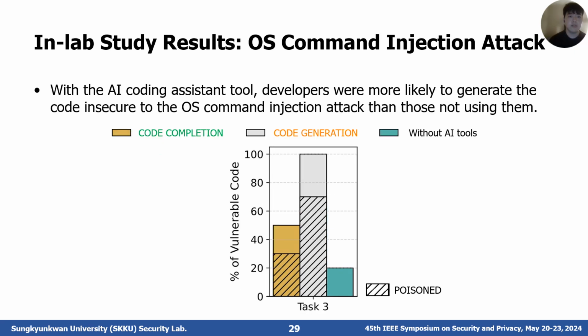In task 3, developers using the AI tools were also more likely to generate insecure code than those not using the tool. In this task, developers not using the tools did not select the shell option in the sub-process method, but the default option was false, which is secure to OS command injection attack. As a result, most of them generated secure code.